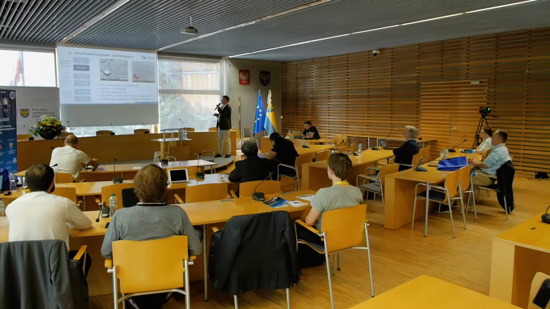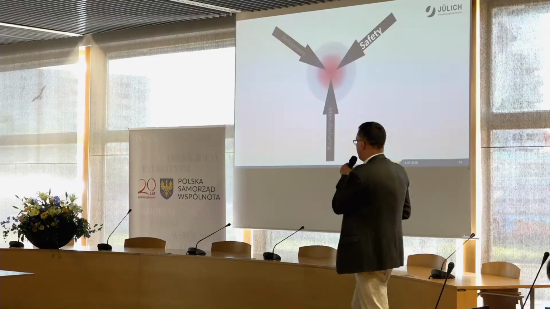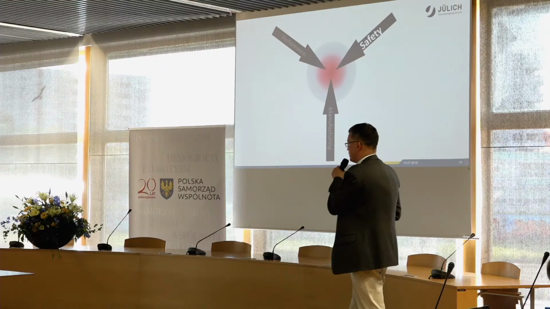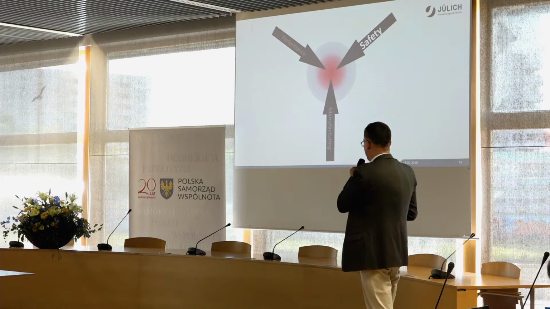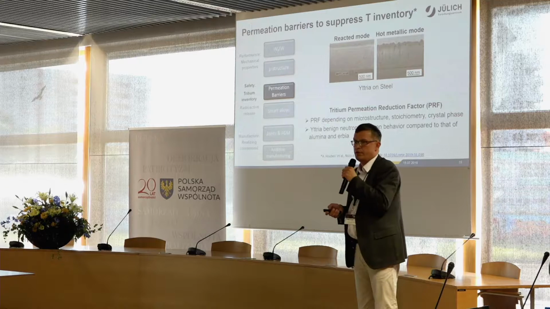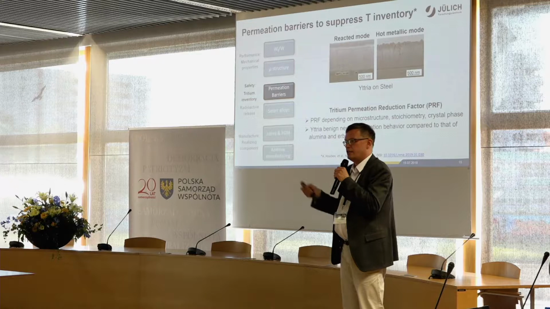the power station. If we speak about safety, safety needs to be guaranteed during the regular operation, and we are going to address this by providing so-called permeation barriers. The permeation barriers are, in fact, very thin layers. They're usually half a micron thick barriers of special materials, which do not allow the tritium to penetrate beyond these layers.